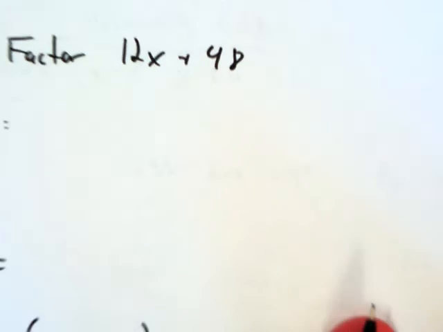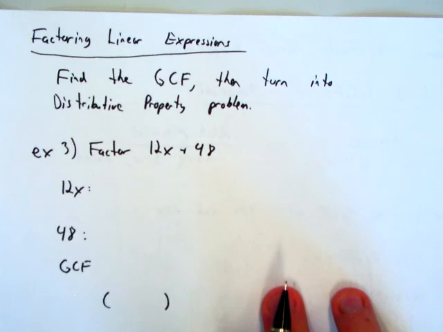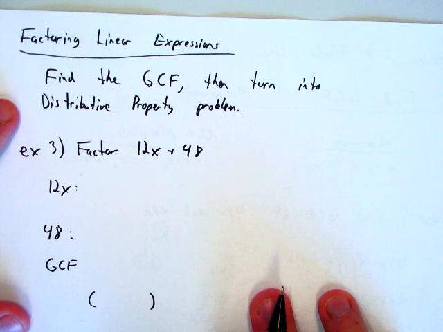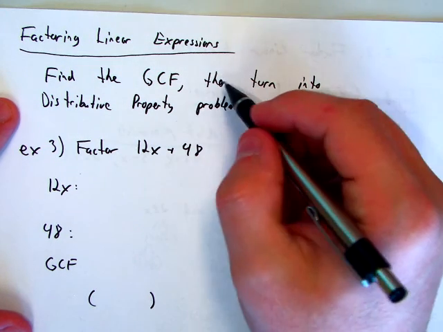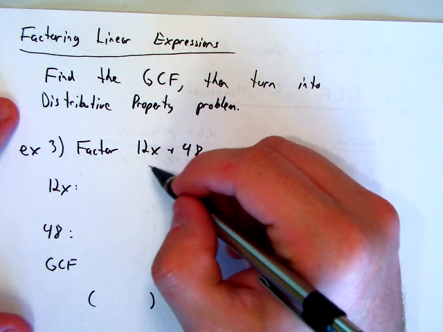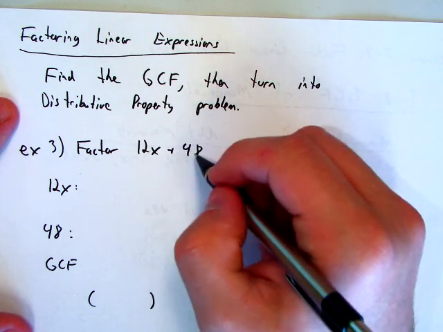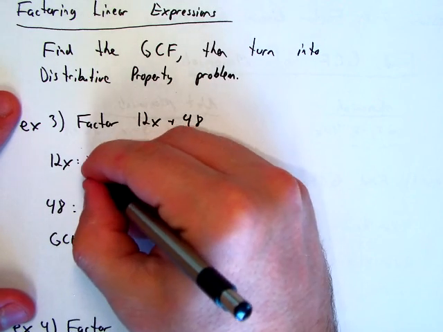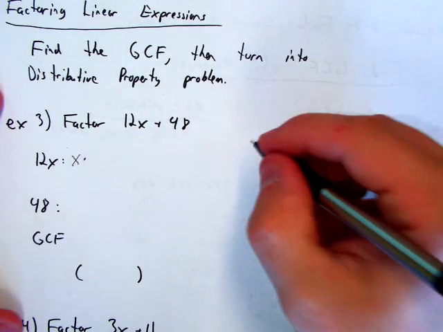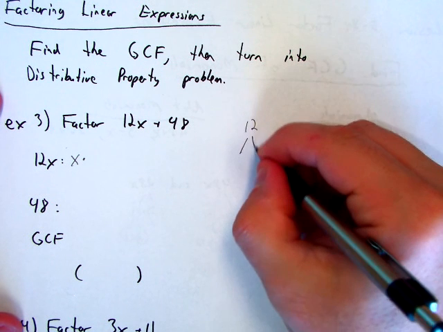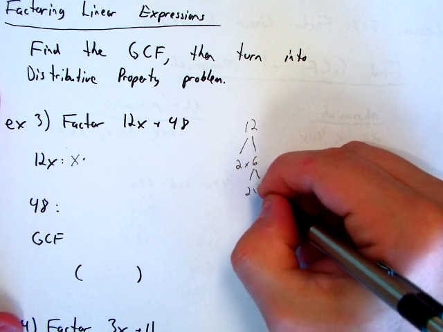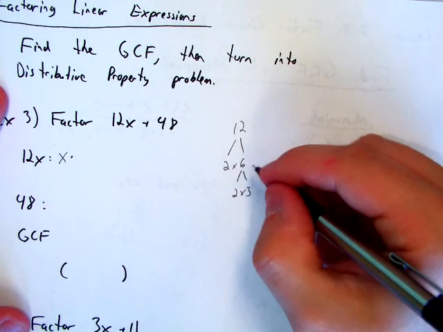All right, let's practice factoring expressions then. So what we're going to do is utilize the greatest common factor to help us factor linear expressions. First, we're going to factor 12x and 48 because those are separate terms. I'm going to leave x all by itself here and look at 12. That's 2 times 6. And 6 is 2 times 3.